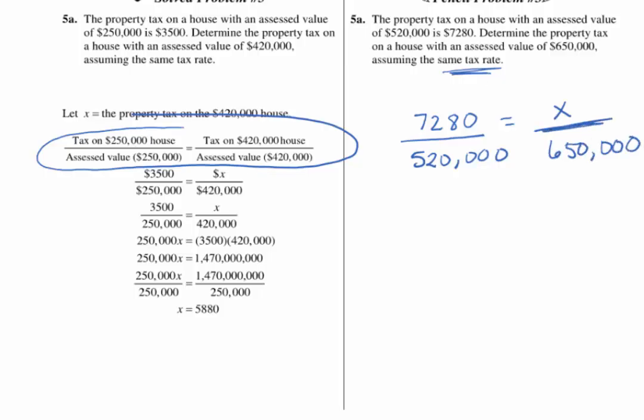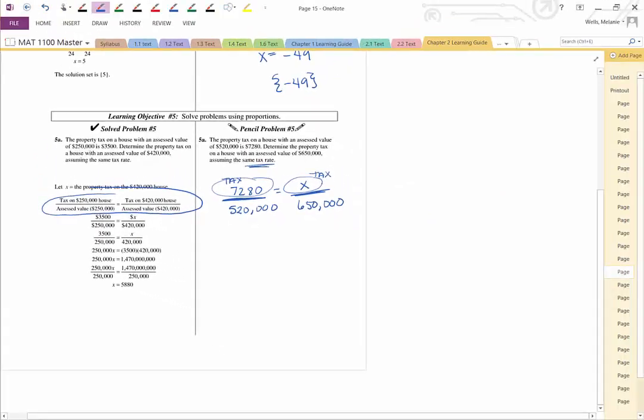So make sure that in a proportion, the numerators have to represent the same things. So if this is the tax on the left-hand side, this is the tax on the right-hand side in the numerator. Whereas this is the assessed value of the house in the denominator of the second fraction. Now let's cross multiply.